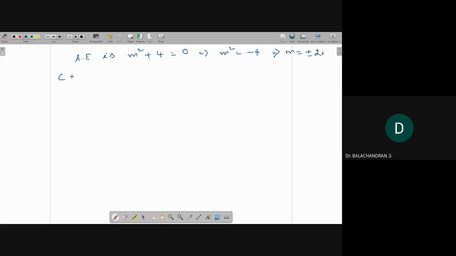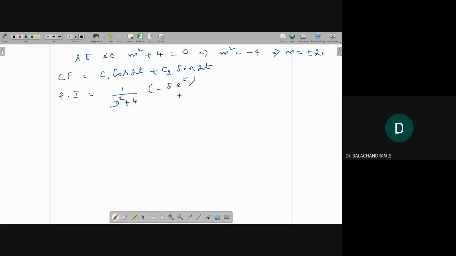So the complementary function is e power 0t into c1 cos 2t plus c2 sin 2t, and then the PI. That is, PI equal to 1 by (D square plus 4), and the right hand side is minus 5 into e power t.